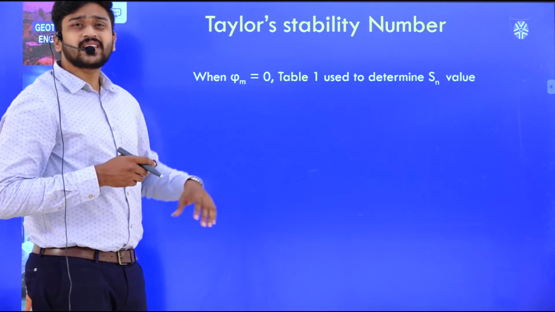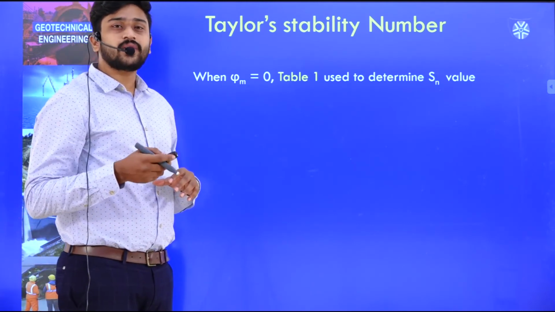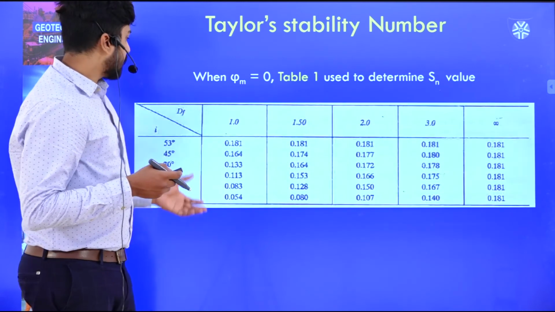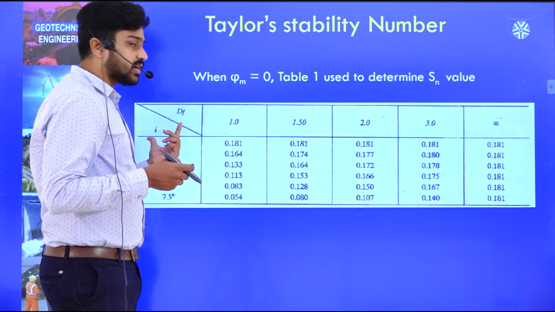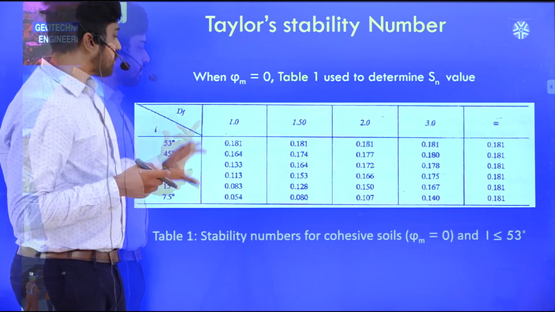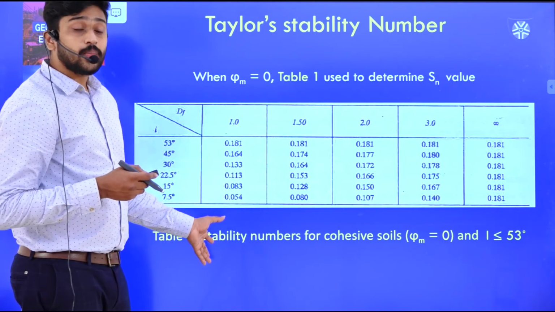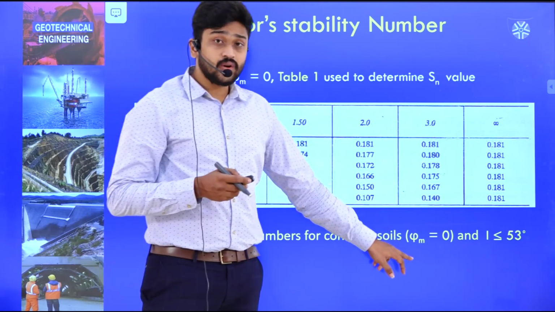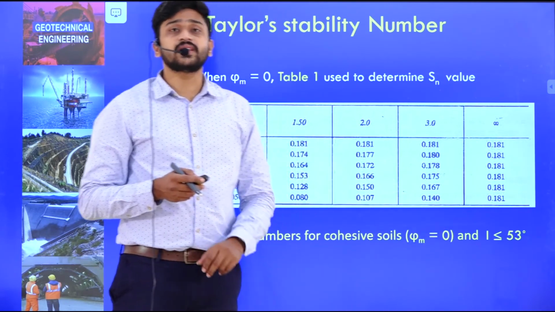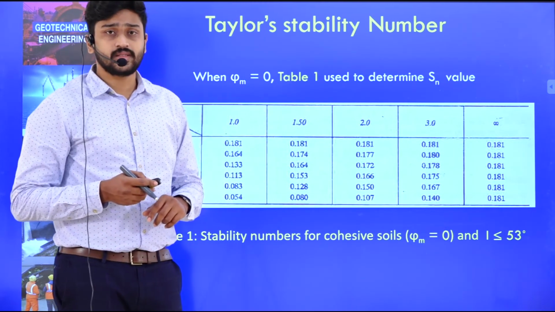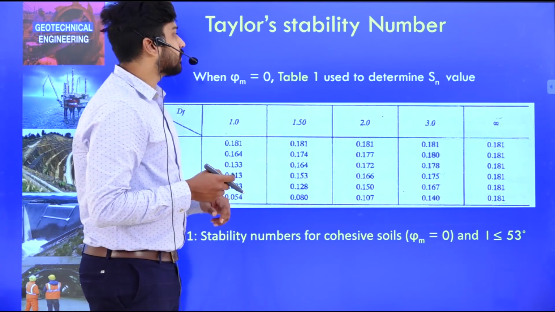So Taylor has given some of the standard tabular form values for this. Okay, he has given some entity based on depth factor as well as the sloping angle. So these are different values of Sn value, and this is generally adopted when phi m is 0 and i value is less than 53 degrees. Clear?